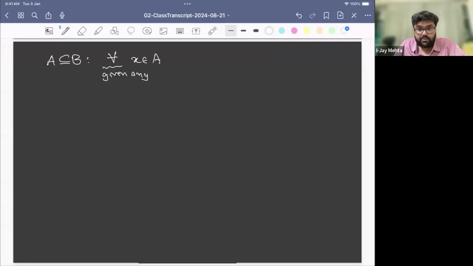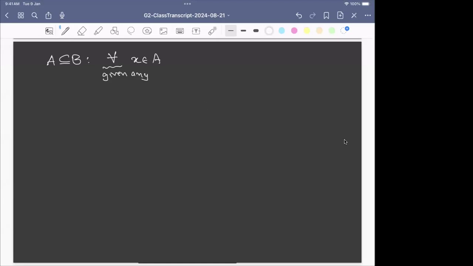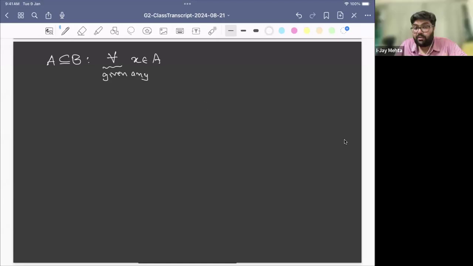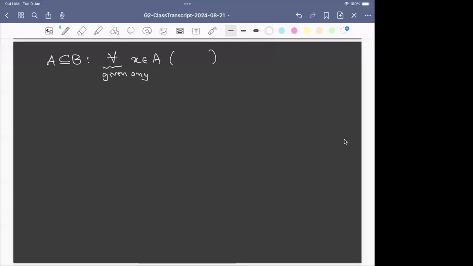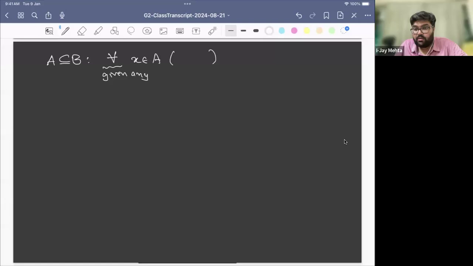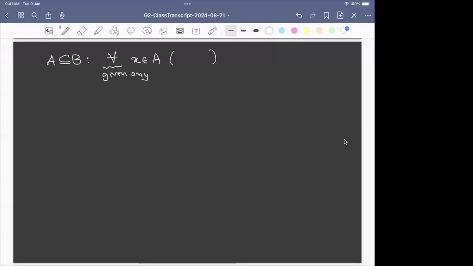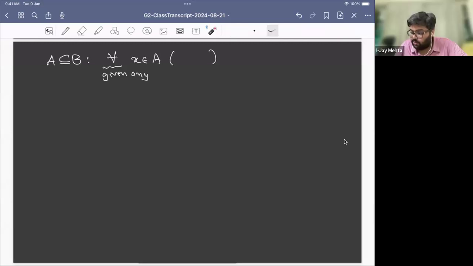Given any x in A, what is the property that x satisfies? Where will all the elements of A go? They should be in B. How do I write? Given any x in A, there exists for all x belongs to B. Given any x in A, now we are talking about x. I have chosen x in A. Where should x be?